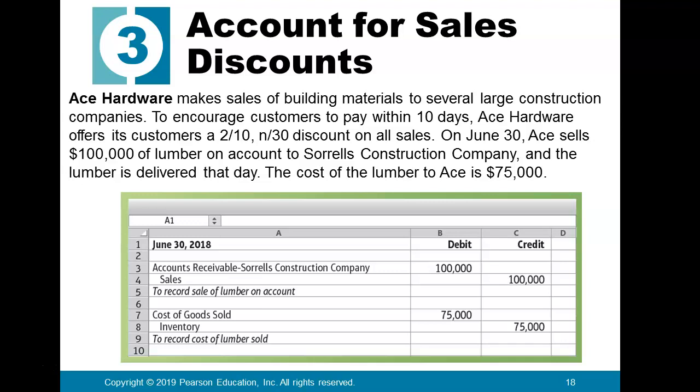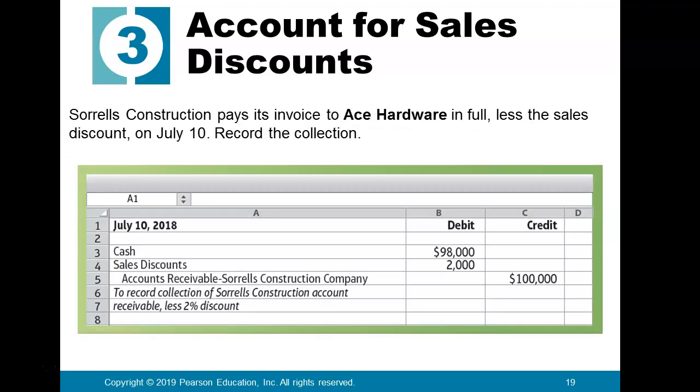The first thing we want to do is record the sale itself. And you'll notice here that we're not dealing at all with the 2% discount, because we're debiting our accounts receivable for 100,000 and we're crediting sales. Where's the 2% coming in? Well, we'll see in a minute. The second entry is going to remove the asset from our books. Obviously, it's cost of goods sold. It's going to be the cost of how much it cost us to manufacture or to provide this service. So we're going to debit that for $75,000 and reduce our inventory.